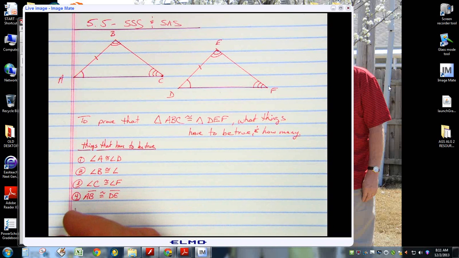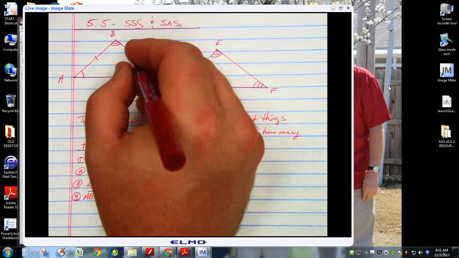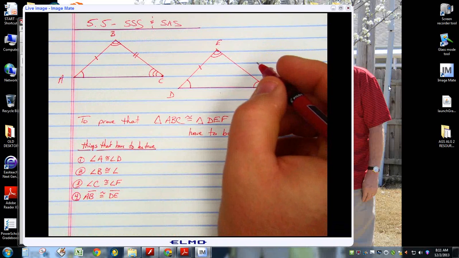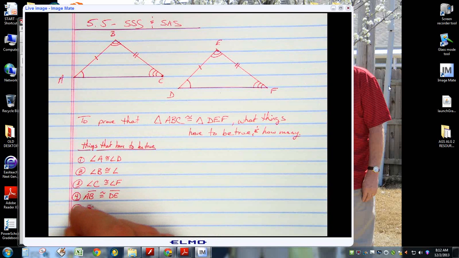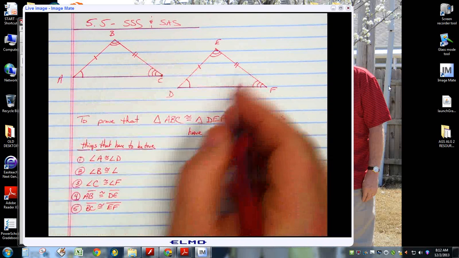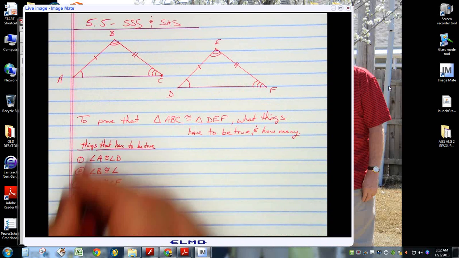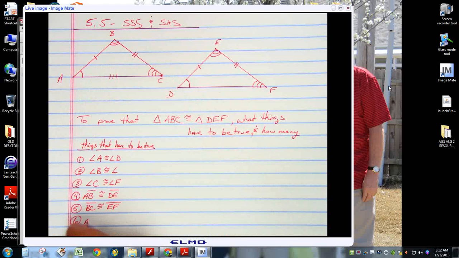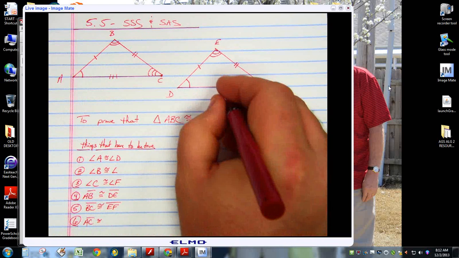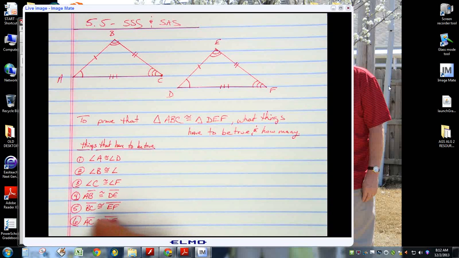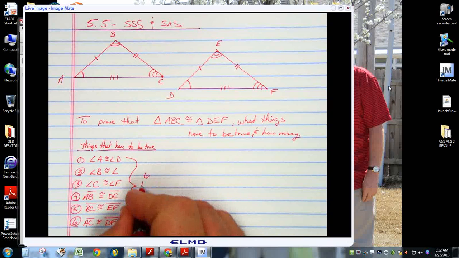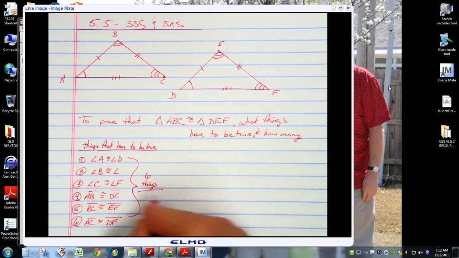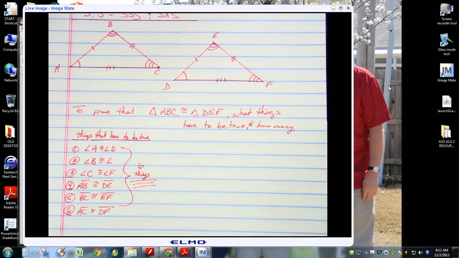But are there more sides that have to be congruent for them to be congruent? Yeah. Which one? AC? Oh, I went with BC. Is that okay? BC has got to be congruent to EF. Everybody see that? And what's the last thing? AC has to be congruent to what? DF. How many different things are there? Six things. That's a lot to prove that two triangles are congruent. Wouldn't you agree?